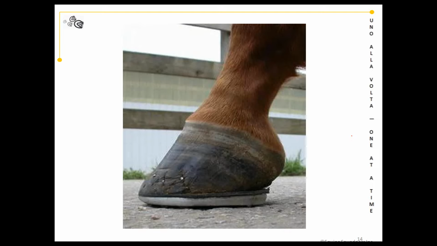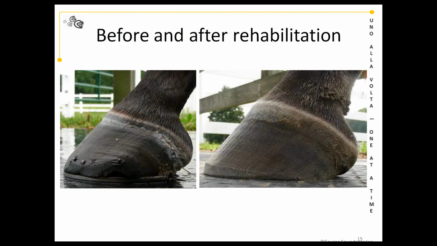It's really tough. And sometimes it's hopeless. But you can only do so much when you don't get the horse early on. So much about navicular syndrome.